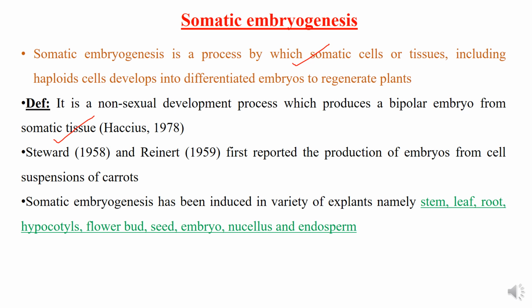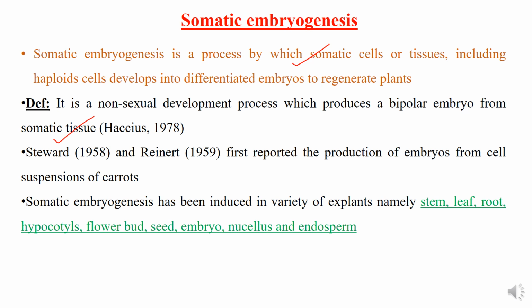How did somatic embryogenesis exactly start? During 1958 and 1959, Stewart and Reinert first reported the production of embryos from cell suspensions of carrots. Thereafter, somatic embryogenesis has been a continuing process.